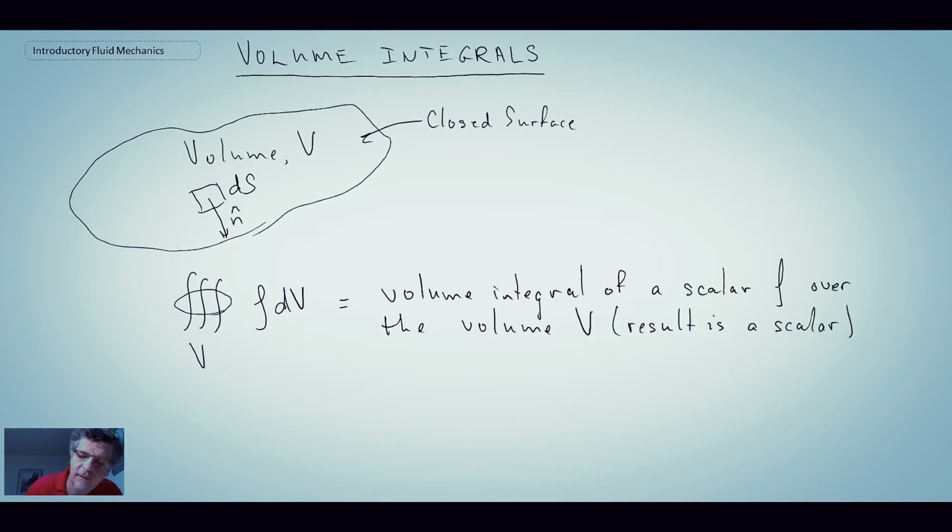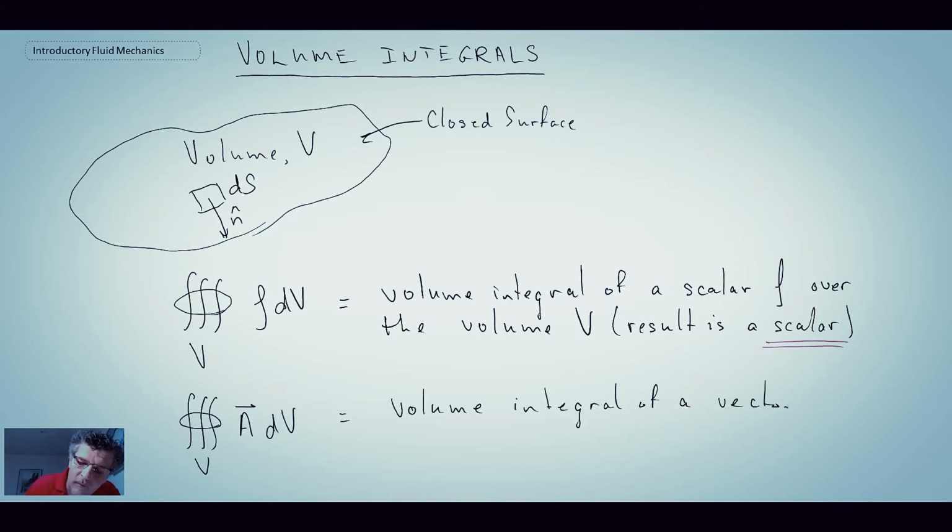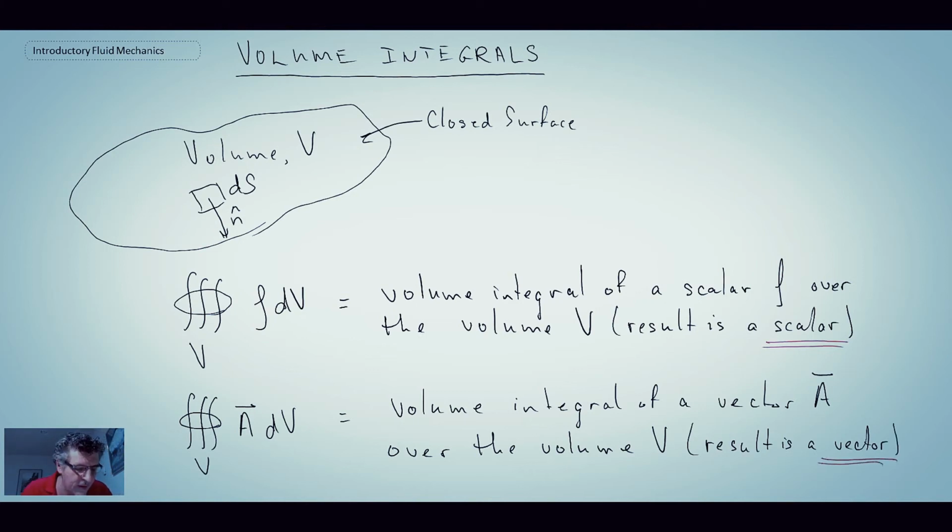So that's if you have some arbitrary scalar that you're integrating over for your volume, and the result is going to be a scalar. And then we can also have a volume integral where what we're integrating is some vector. So let's put an arbitrary vector here. What we see is that when we do this, it's going to result in a vector. And those are the two different types of volume integrals we can encounter in fluid mechanics.